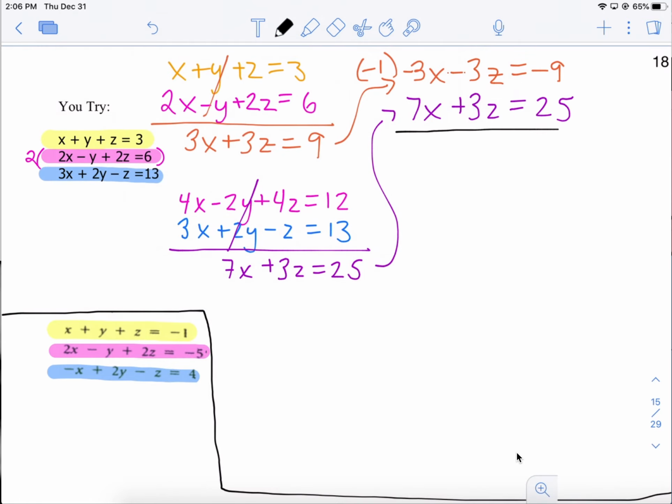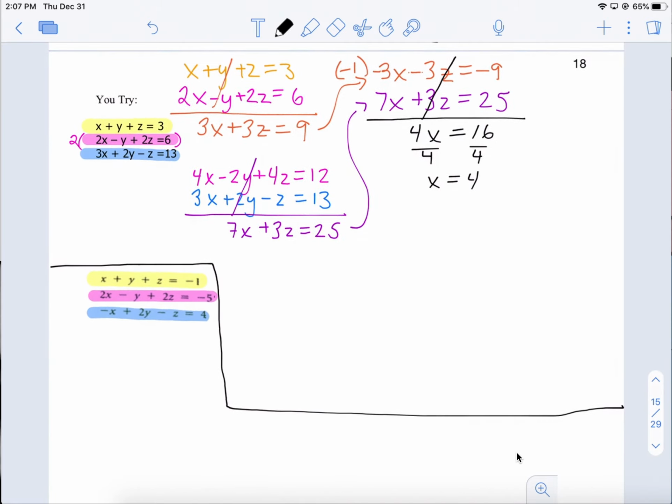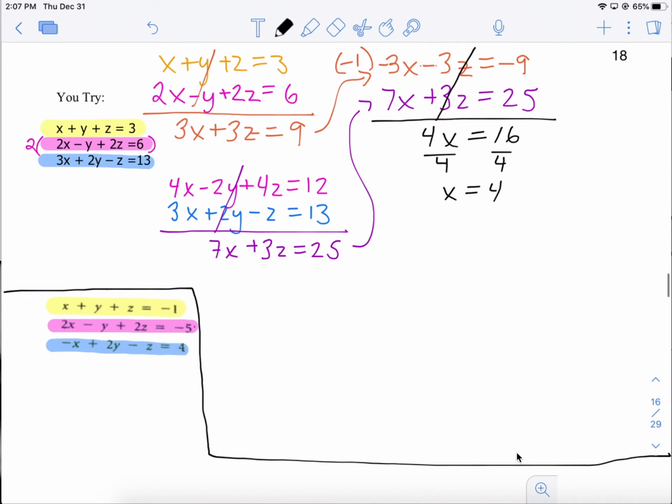Okay? All right. Orange and purple don't have anything in common, so I'm going to eliminate my z's. -3 plus 7 gives me 4x. -9 plus 25 gives me 16. And when I divide by 4, I get my first variable. X is 4. Okay? Now remember, once you get your first variable, you are going backwards.